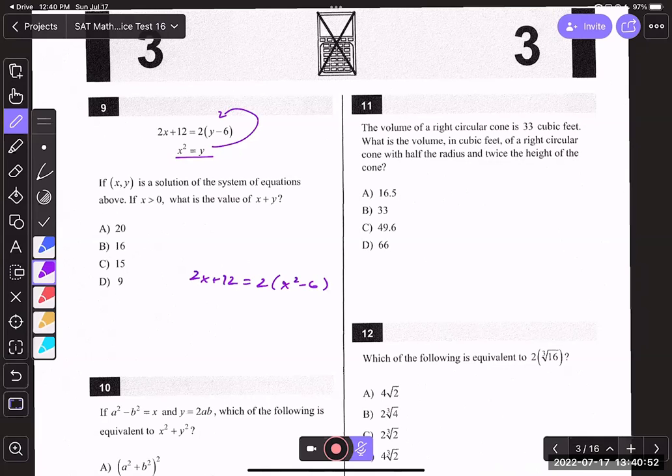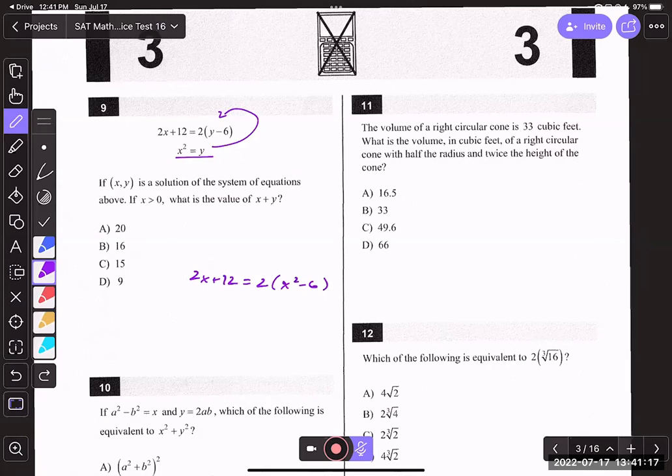So then what can I do here? We just need to figure out 2x plus 12. And then we can get the answer. There's no way to figure out what 2x plus 12 is equal to. Not directly. No, you can't do that because you don't know what the value of x is.